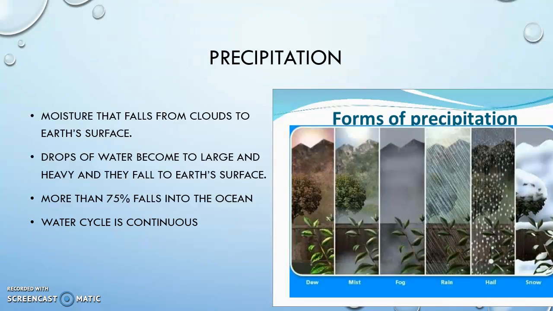Precipitation, we have different forms. You guys have dew, mist, fog, rain, hail, and snow. So if you're ever asked what forms of precipitation there are, you have more than just the typical rain, hail, sleet, and snow. Sleet's not on here, but sleet is a mix of rain and snow kind of together. That would be a form of precipitation as well. So that's the water cycle, and that's the end of that lecture.